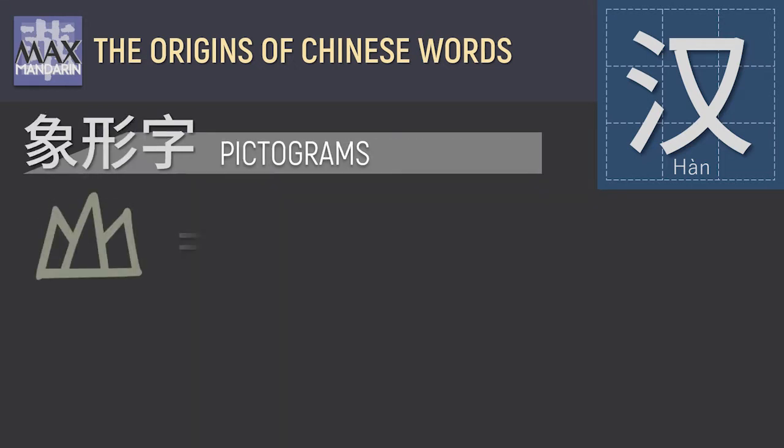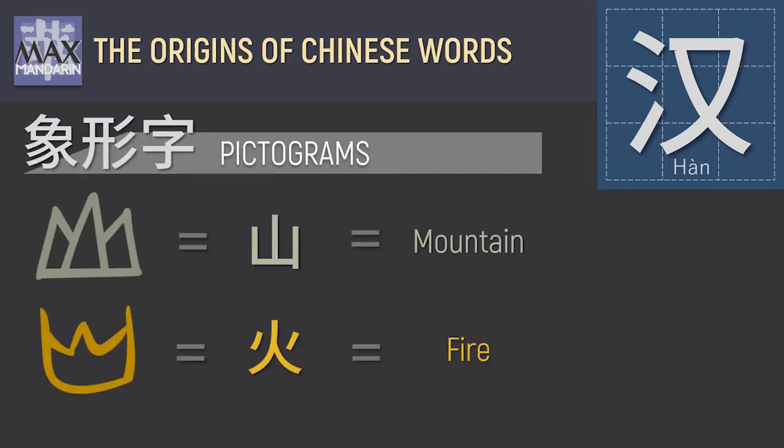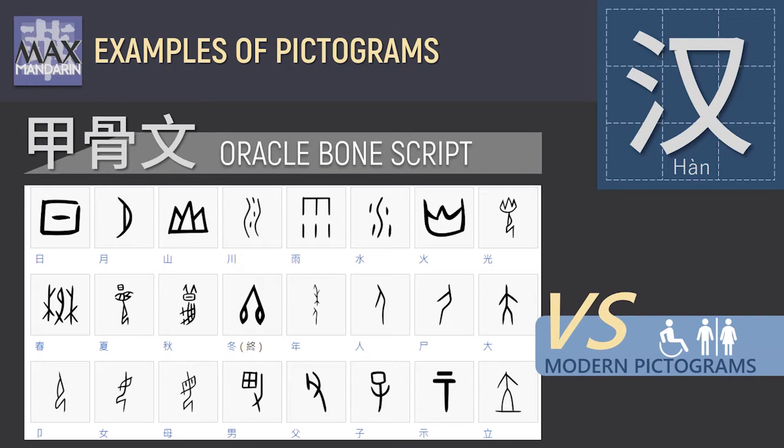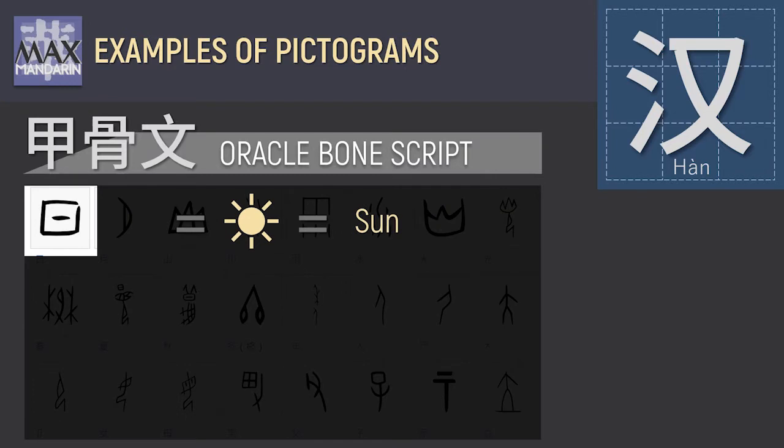The oldest Chinese characters are pictograms, 象形字. You may have heard of oracle bone script, 甲骨文. It's the earliest known form of Chinese writing. Pictograms can be found in oracle bone script. As you can see, the characters look pretty much like drawings. They carry meanings like the icons or signs we use nowadays. For example, this one refers to sun, and it has evolved into the modern Chinese character 日.